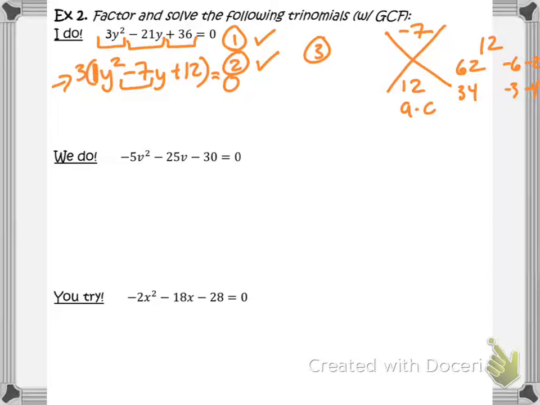Alright, I'll give you a hint. It's very similar to the other ones. 6 and 2 will not work because that will not give me negative 7. Negative 2 and negative 6 will not work because that will not give me negative 7. So is it going to be 3 and 4 or negative 3 and negative 4? If you chose negative 3 and negative 4, you are correct because that gives us negative 7.